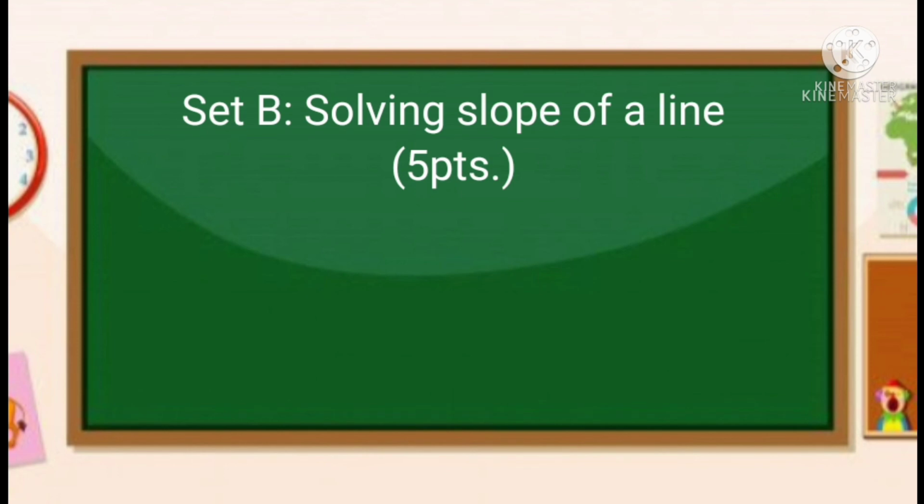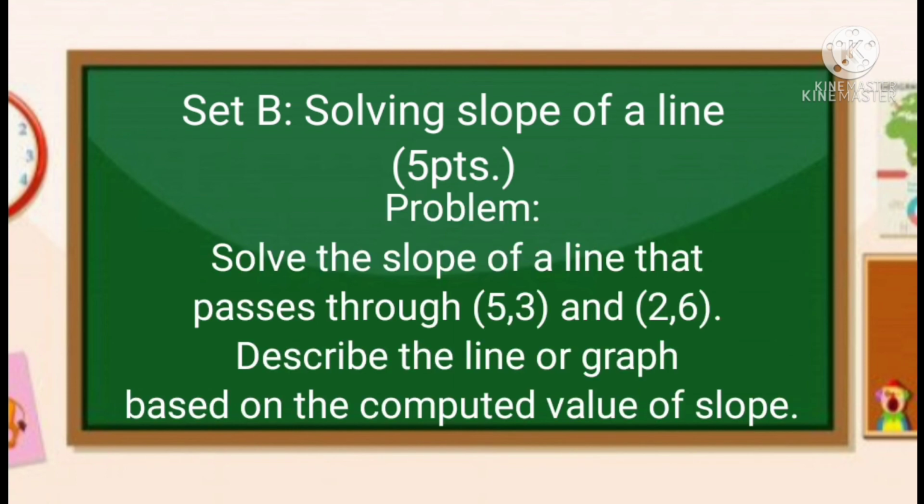For set B, you have to solve the slope of a line. Remember, you don't need to graph the points on the Cartesian plane. Just follow the instructions. Solve the slope of a line that passes through 5, 3, and 2, 6. Describe the line or graph based on the computed value of slope. This is good for 5 points.